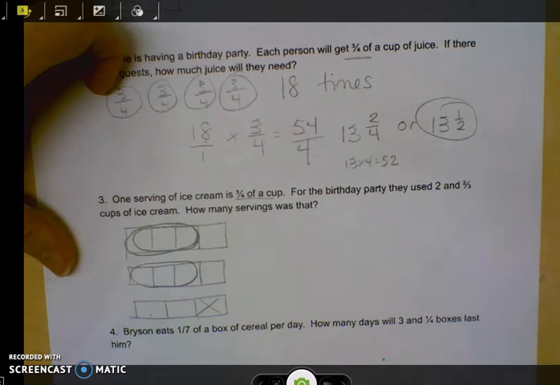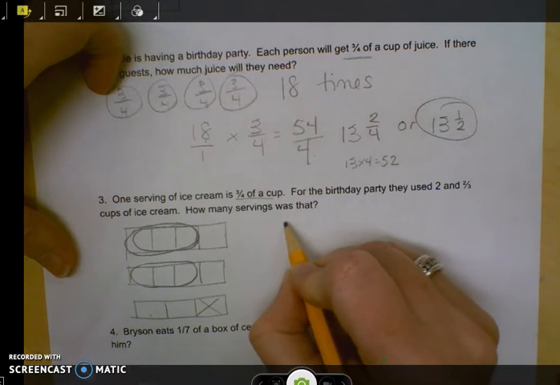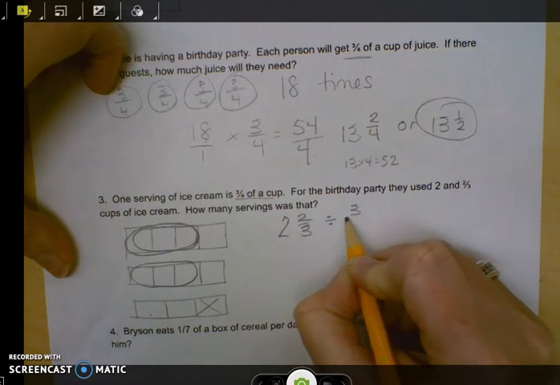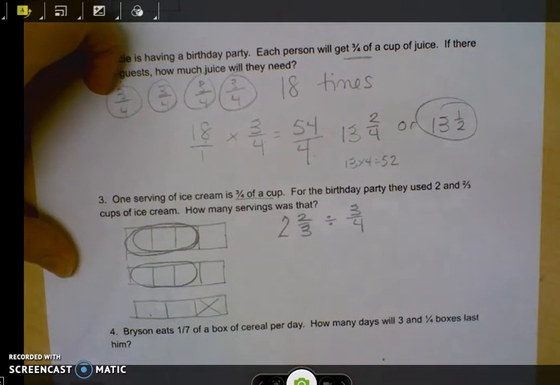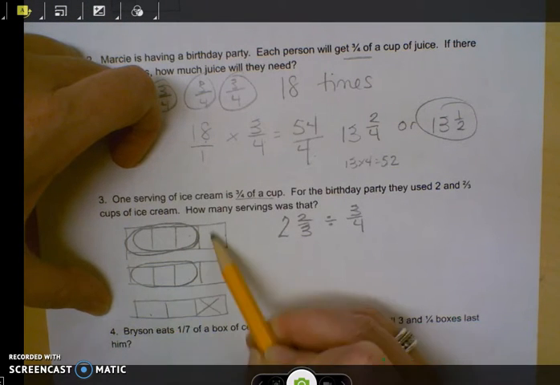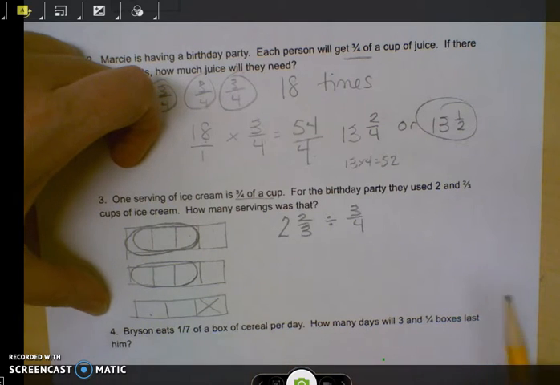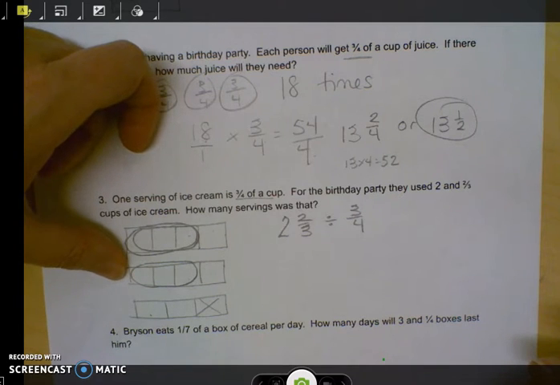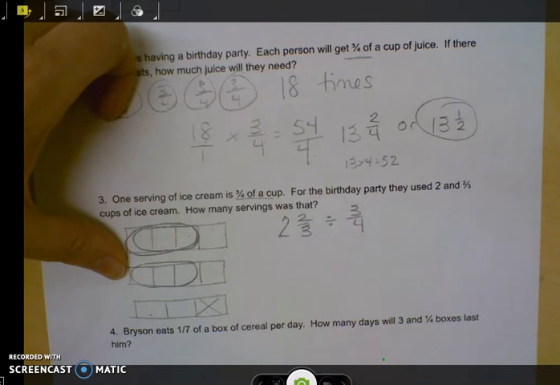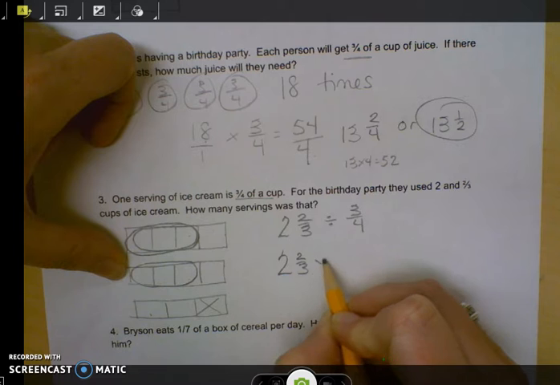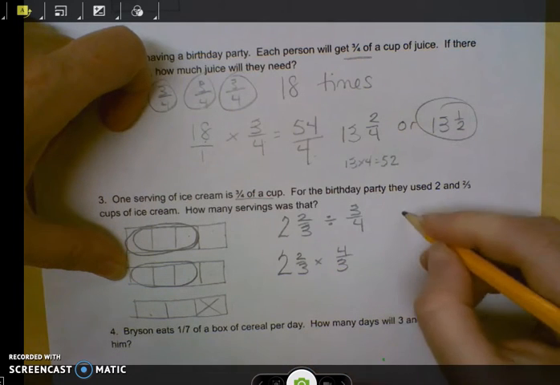I'm taking 2 2/3 and I'm dividing it into sections that are 3/4 of a cup. So I'm going to set up my division problem, 2 2/3 divided by 3/4 of a cup. My answer should be 3-ish something, because I know this is 1 serving, 2 servings. That's about 3 servings, and then something over here is left over, but I'm not exactly sure what it is. But my model definitely helped me estimate. So I'm going to do my keep, change, flip algorithm. 2 2/3 times 4/3. Draw my box.